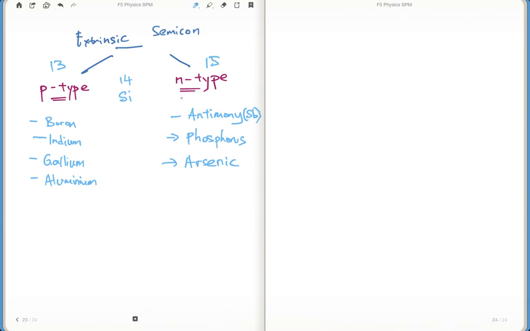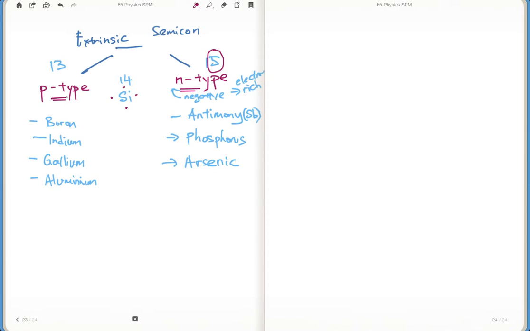Why is it n-type? N means negative. Why is it negative? Meaning because there are many electrons, because this group is electron rich. They are considered electron rich. Why is it so rich? Because silicon only has 4 valence electrons, right? 3, 4. So for n-type material, they have 5 valence electrons. So it's considered the n-type material.